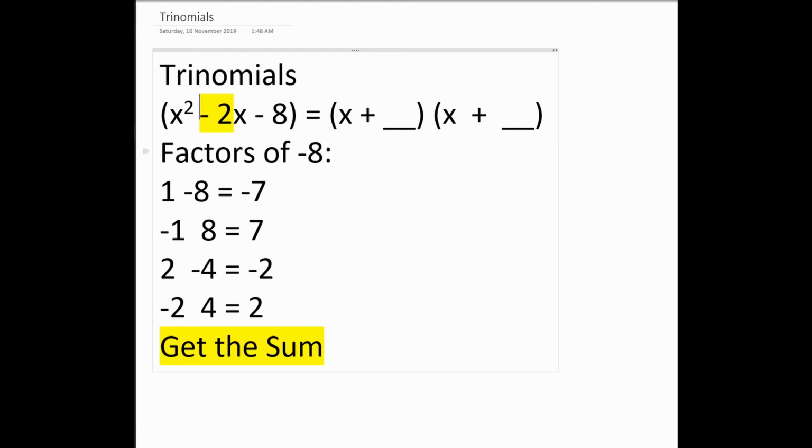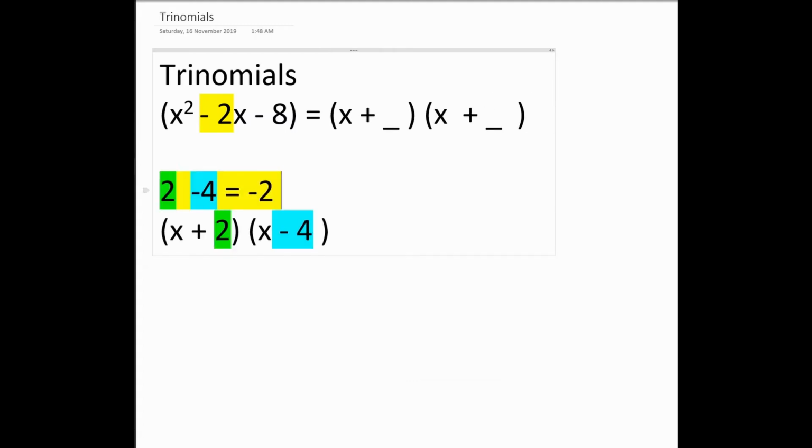So we'll try to add the factors. 1 minus 8 is negative 7. Negative 1 plus 8 is 7. 2 plus negative 4 is negative 2. Negative 2 plus 4 is positive 2. When we get the sums, we are looking for the negative 2 result. Thus, we will use the positive 2 and negative 4, because they resulted in the negative 2 value that we're looking for.